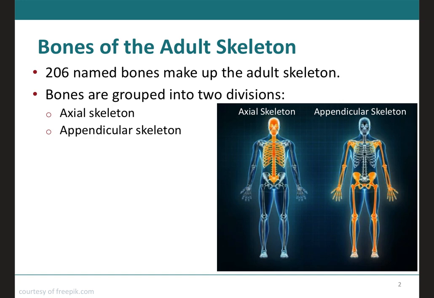Now here we can see on this slide that there are actually 206 named bones that will make up the adult skeleton. I know it sounds like a lot, but at the end of this module and next module, you guys will know exactly which bones they are. A lot of these bones are paired, so it's not that you have to know 206 different bones. So it will make it a little bit easier for you to know all the bones. But they will be divided into these two subdivisions, which are the axial and the appendicular skeleton.